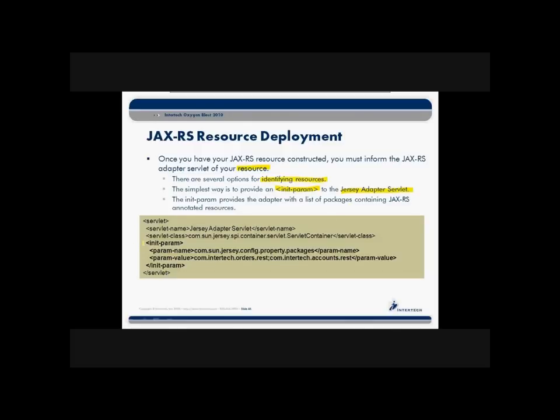But I'll give you one example, and here's kind of the simplest way to do that: to specify where the actual REST services are. In this particular case, we're going to do it by packages. So we're saying that via packages, we want the Jersey adapter servlet to go out and find all annotated RESTful web services, in this case, in the com.intertech.orders.rest package, as well as the com.intertech.accounts.rest package. So we're essentially doing a search by package for all those JAX-RS annotated web services.